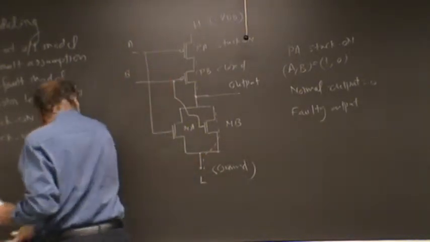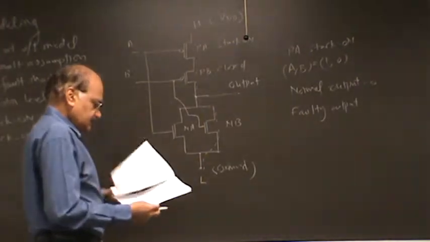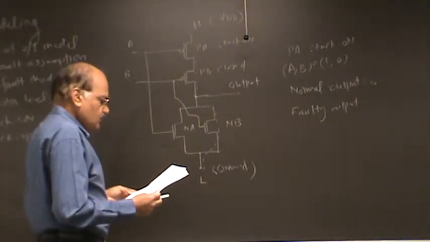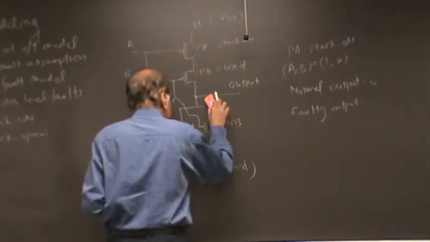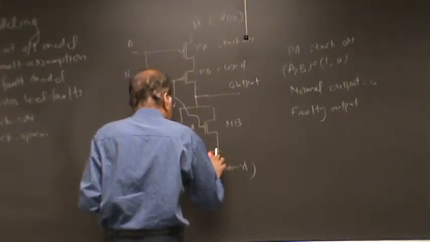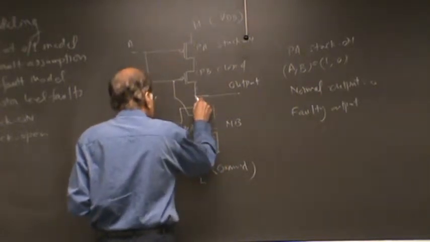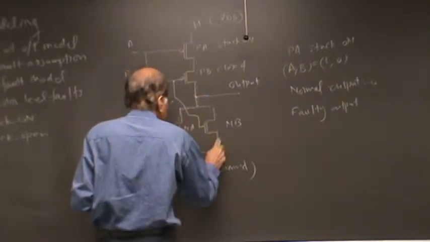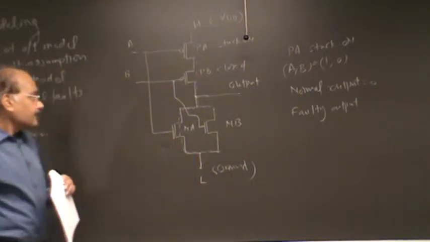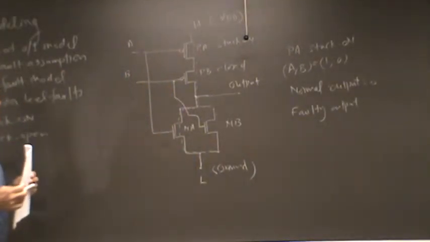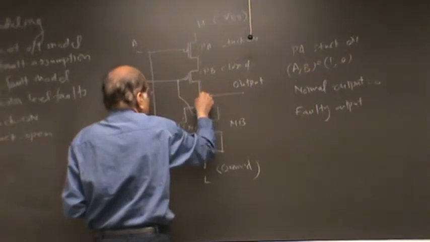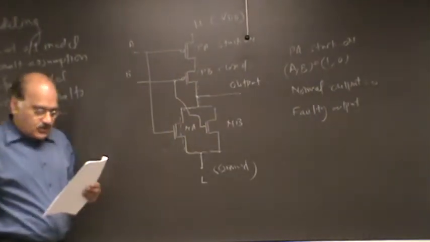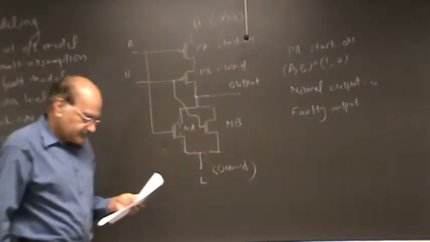And here, these are N-type, so you have a direct path. Oops, sorry. N-type, so if it is 1, that is closed. You have a direct path here. So notice that in this case, you have a direct path between here and here, and between here and here. So you cannot say what the output would be.